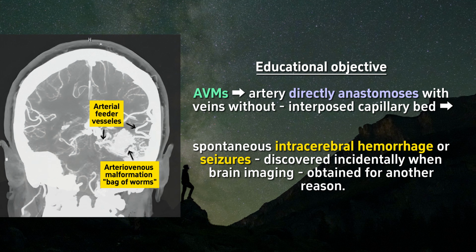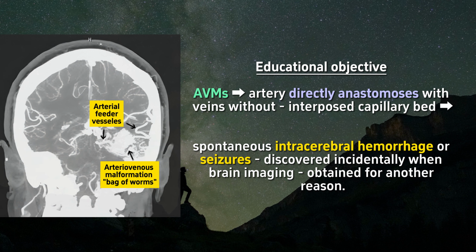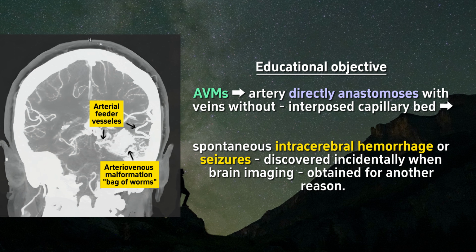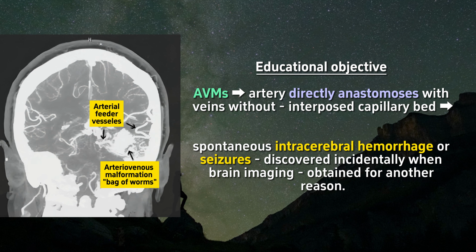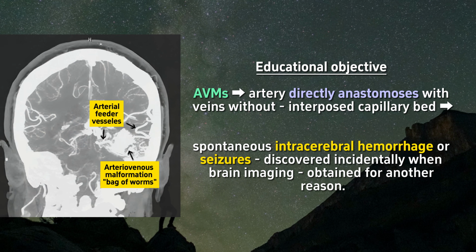Educational objective. Arteriovenous malformations occur when an artery directly anastomoses with veins without an interposed capillary bed. They may result in spontaneous intracerebral hemorrhage or seizures, or they may be discovered incidentally when brain imaging is obtained for another reason.